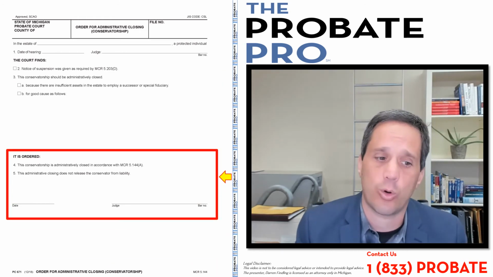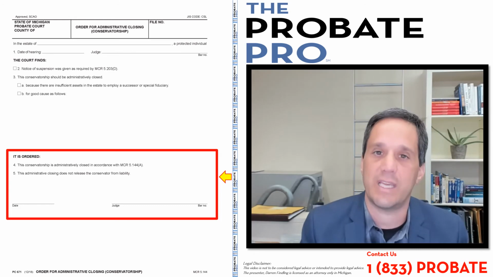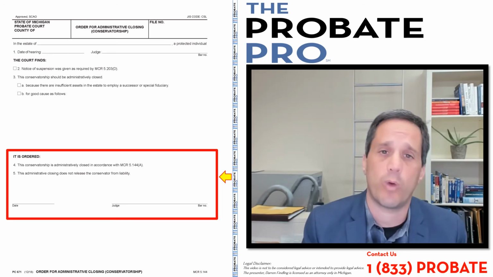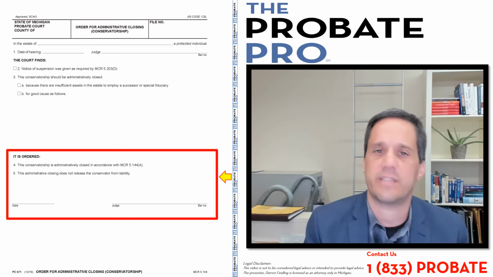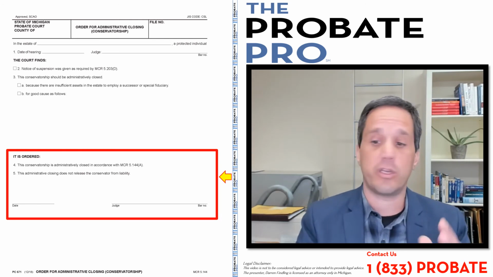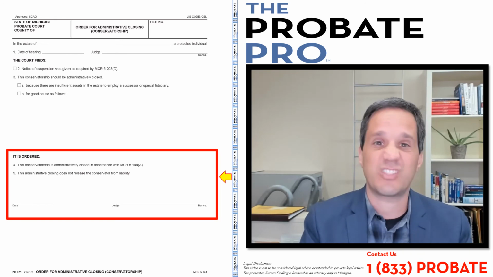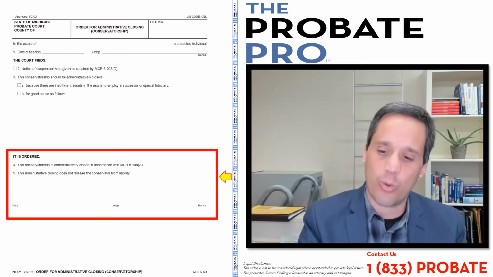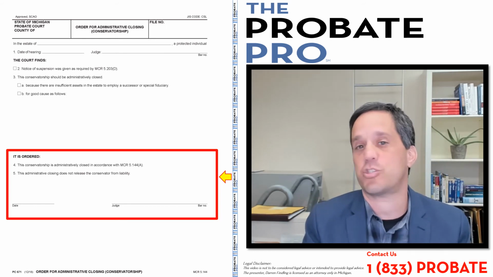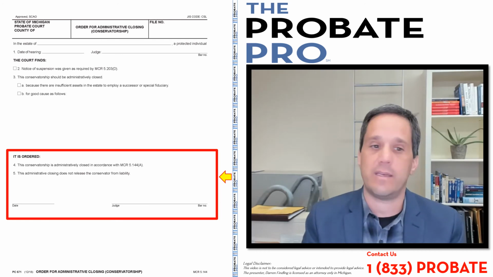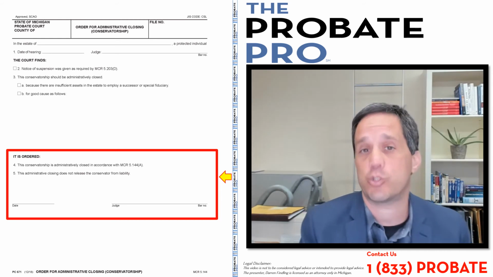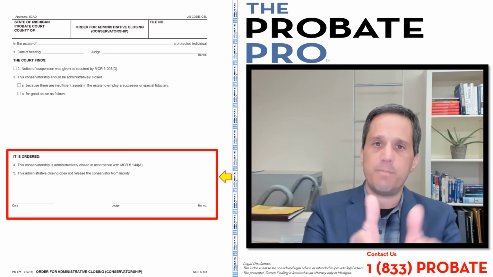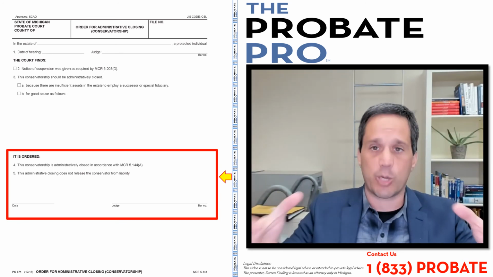The bottom section identifies the court order, and it simply repeats much of what was stated above, that the conservatorship is administratively closed in accordance with the Court Rule MCR 5.144A, and that the administrative closing does not release the conservator from liability. Now, this is an important consideration because if the conservator has stolen or made a mistake, or there's been something relating to their particular duties, this order doesn't terminate or discharge their liability. The liability still is open-ended until the court makes a determination that they're either discharged or, if they've done something wrong, that they may be surcharged for their role. So again, effectively bookending the beginning to the end of this entire process is really critical.